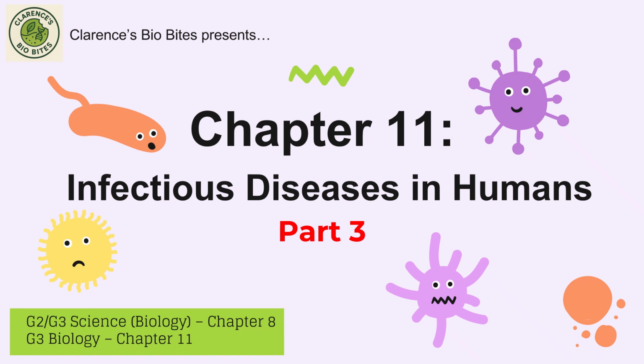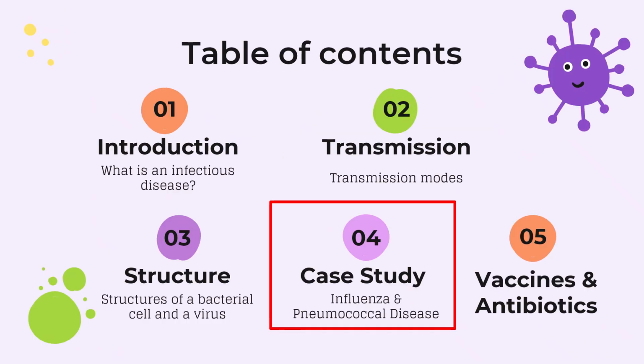Hi guys, so this is part 3 of the chapter on infectious diseases in humans. So let's begin, okay? For this video, I will be talking about two unique case studies of viruses and bacterial infection, namely influenza, which is caused by the virus, and of course pneumococcal disease, which is caused by bacteria.